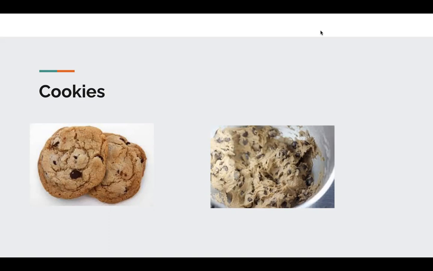The baking process also affects the nutritional values of the cookies, so using healthier ingredients like whole grain flours and reducing the amount of sugars and fat can also make the cookies healthier.